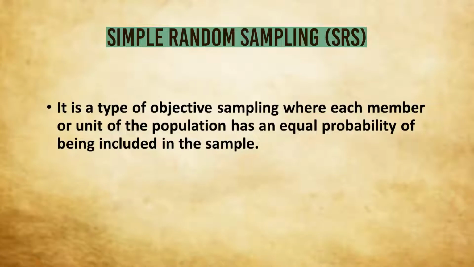It is a type of objective sampling where each member or unit of the population has an equal probability of being selected. If we recall the example of objective sampling that we took, there are 6 individuals in the population and we will select 2 of them by throwing a die. Now you can imagine that when I get 1, I'll take the first individual. When I get 2, I'll take the second individual, and so on.